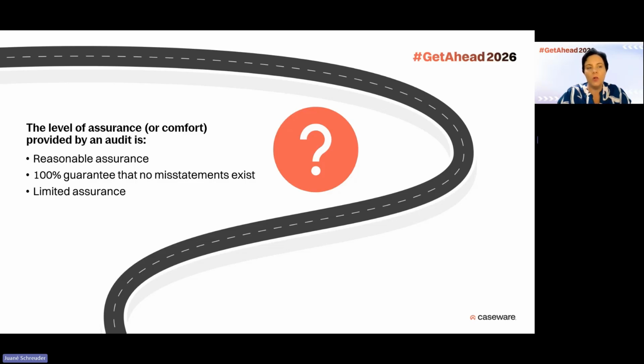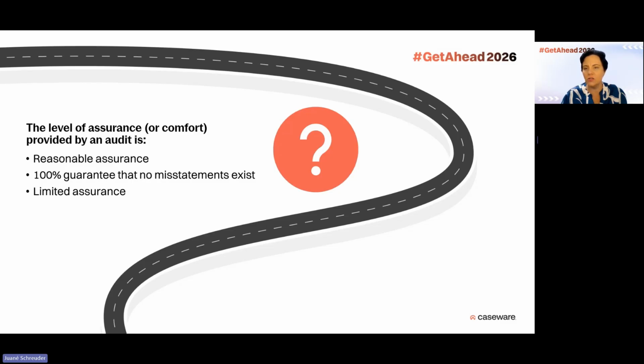The question first is, the level of assurance or the level of comfort that is provided by an audit engagement is, and then your options are going to be reasonable assurance, 100% guarantee that no misstatement exists, we audit this thing to death, we know it's 100% right when we issue the audit report, or we only give limited assurance with the audit. So I'm going to open the poll. If you want to participate on the poll, you can do that.